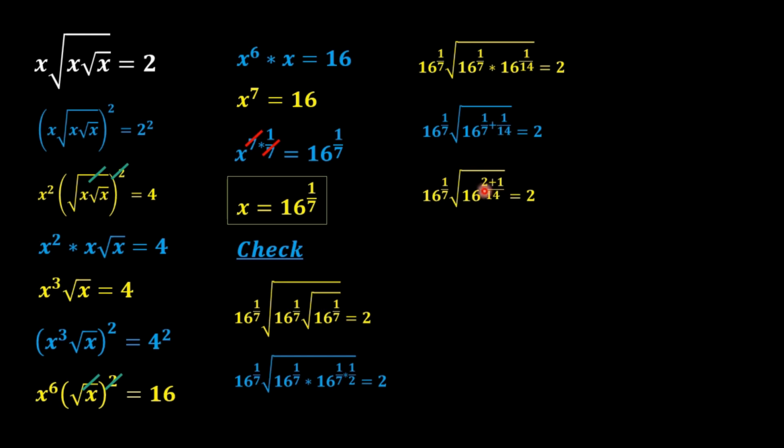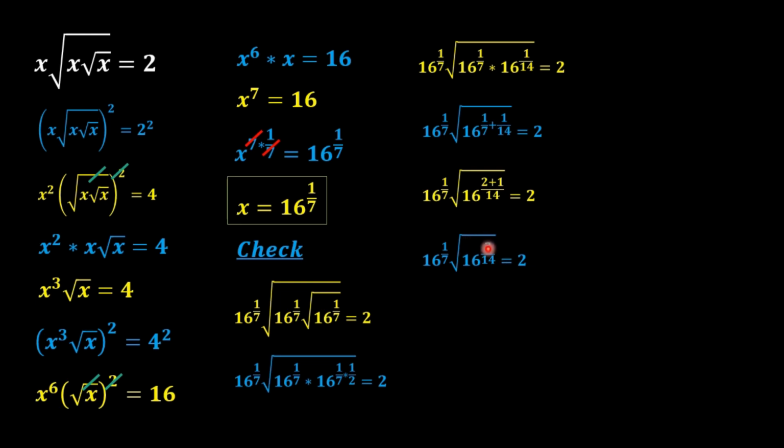As a result, we should get 2 plus 1 over 14, which is the power of 16, and this 16 exists inside the under root, and the outside value 16 to the power 1 over 7 and equal to will remain the same. Now 2 plus 1 will be equal to 3 over 14, which is the power of 16, and this 16 is existing under the root, and the outer value and equal sign will remain the same.